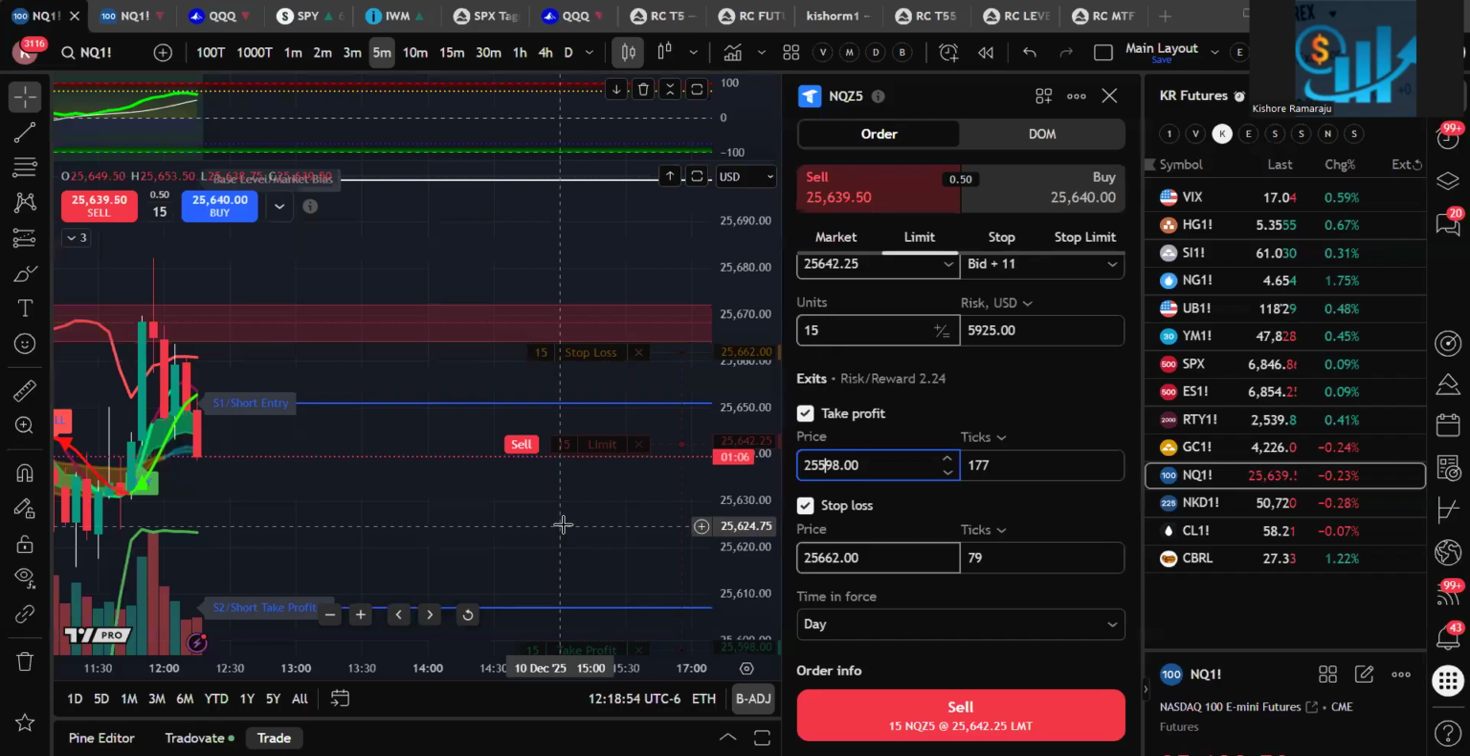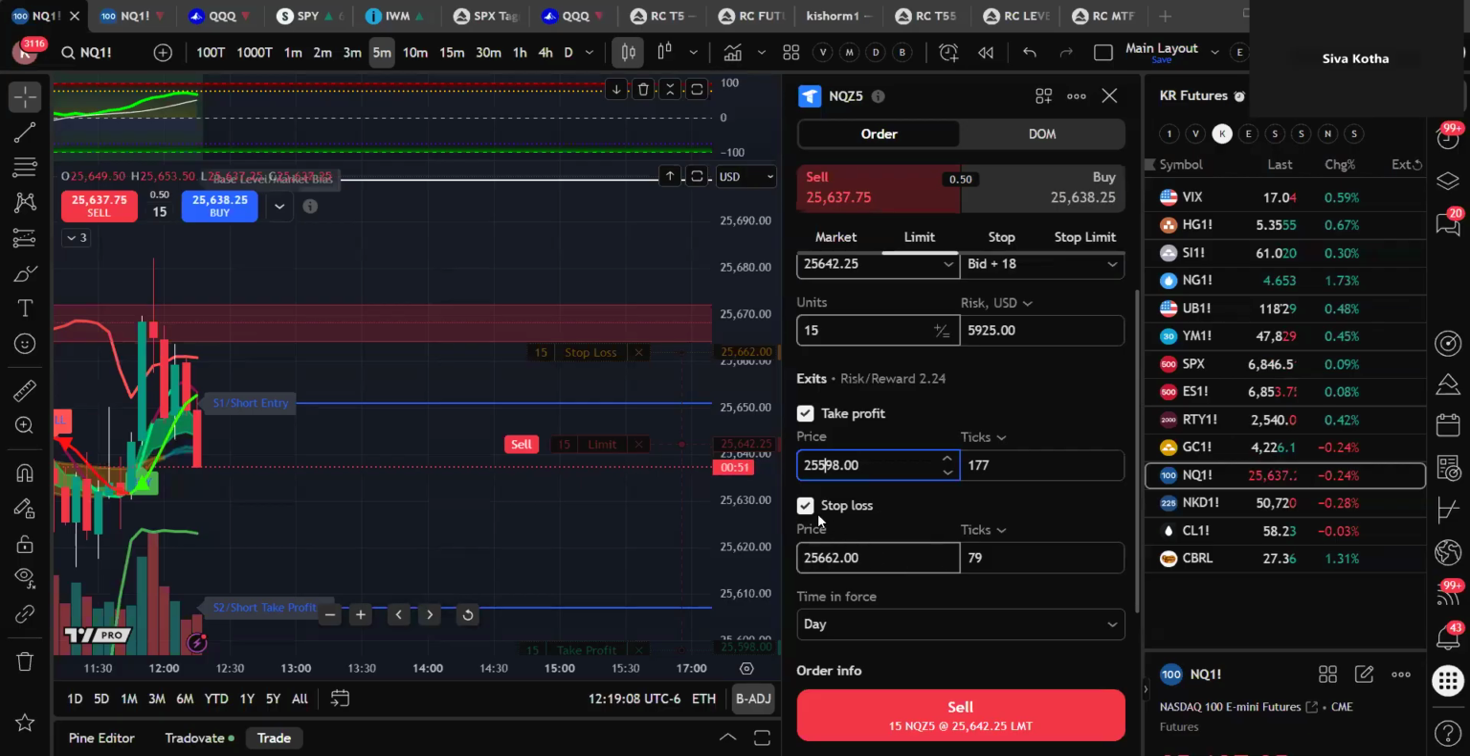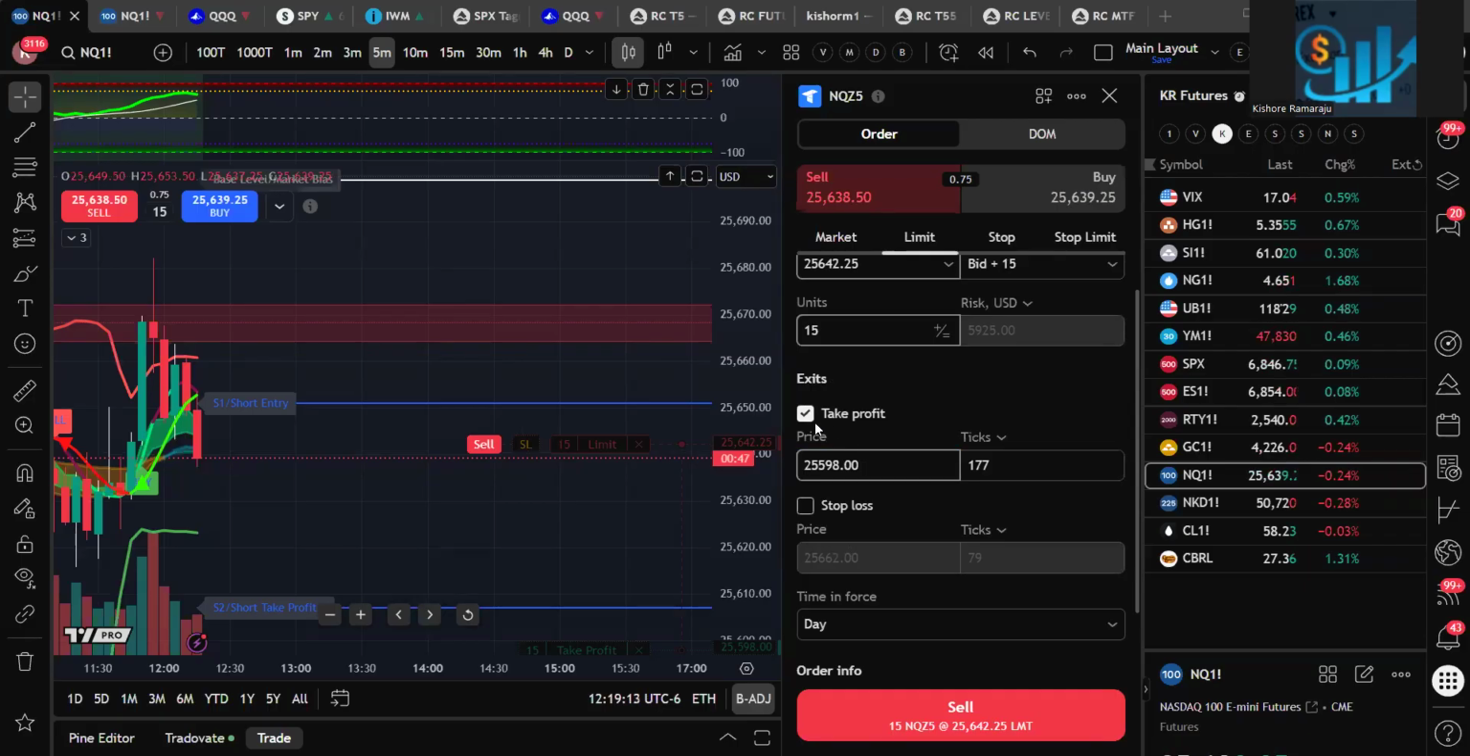So with 15 contracts, if suddenly there is one big red candle, you will immediately act when the news is released. Either there will be a huge red candle or a big green candle. So in one tab, you put a sell order with a take profit and stop loss. Or if you don't want, you can even ignore the stop loss.